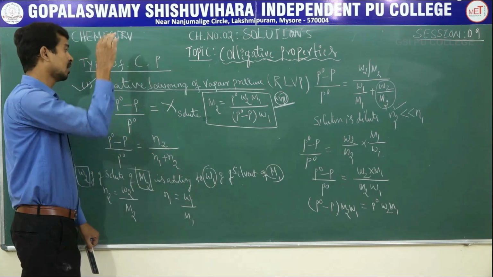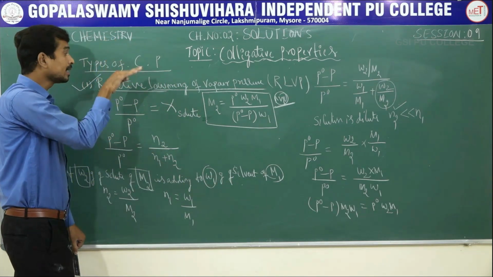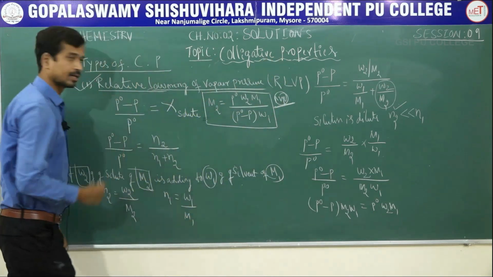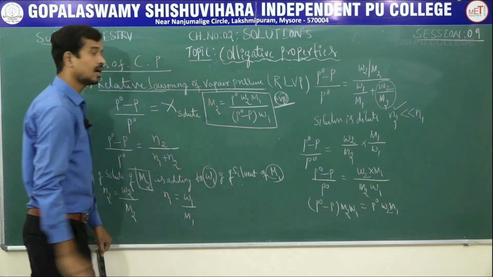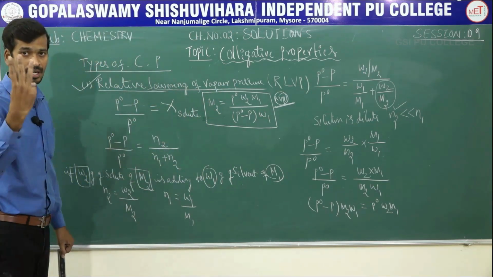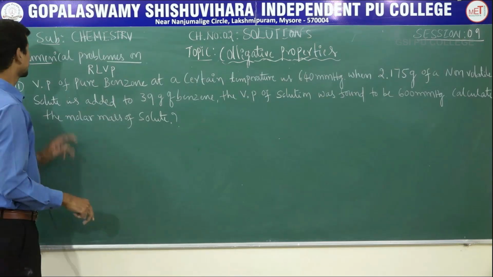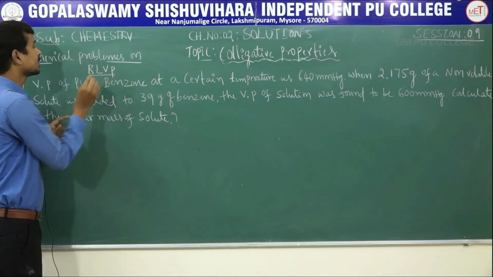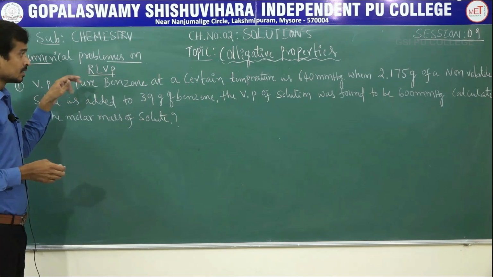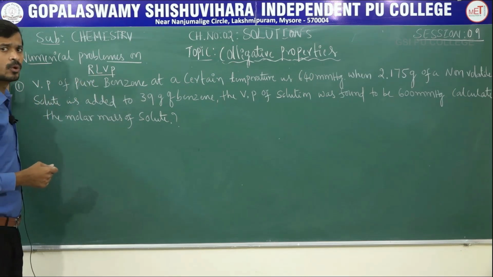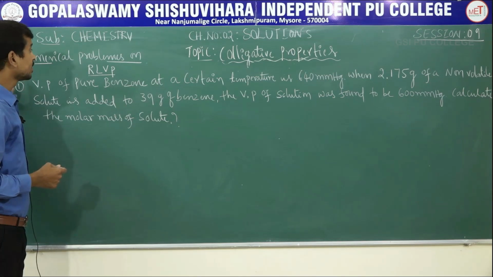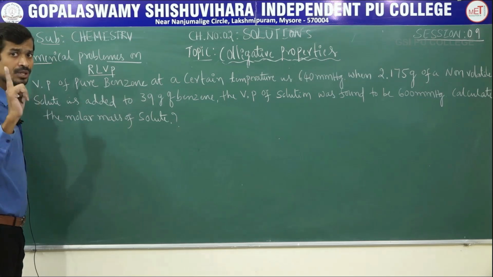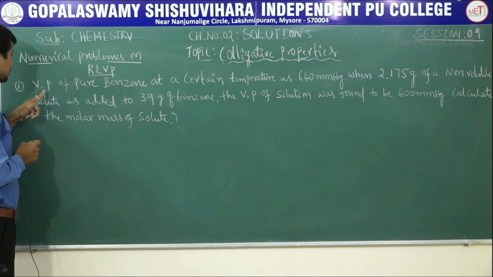So first, the basic concept: if you know lowering of vapor pressure neatly, the relative lowering of vapor pressure is very simple. This is a very important formula for the numerical problems asked for 3 marks in your board exam. Clear? Okay, let us consider the first numerical problem on relative lowering of vapor pressure. Clear? In your solution chapter in the board exam, there is one numerical problem on the four colligative properties, at least one. Okay? Let us consider the first problem.